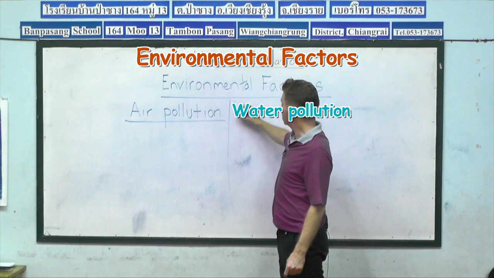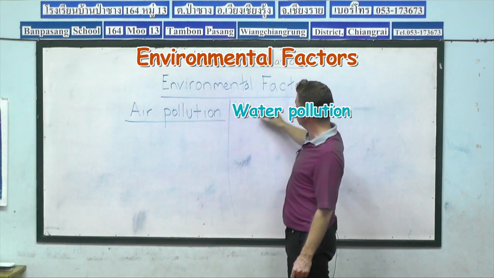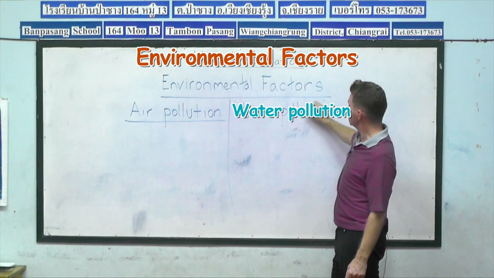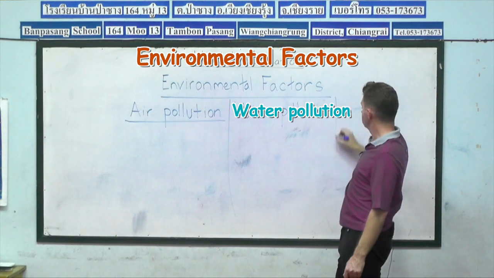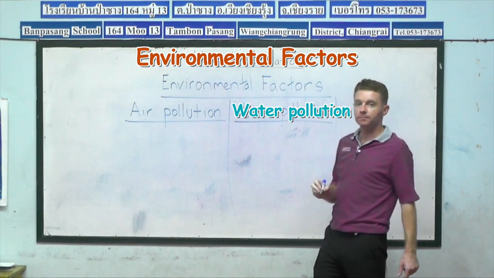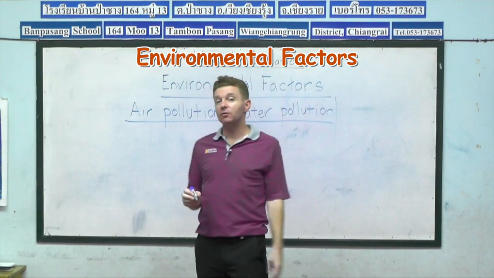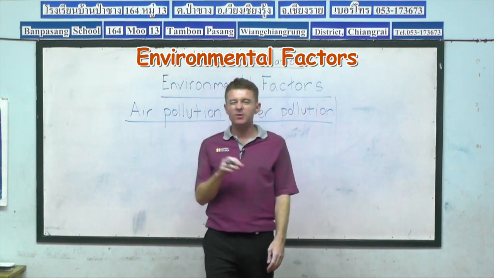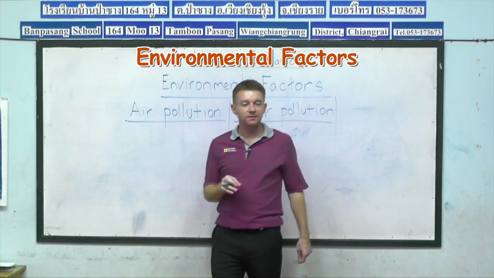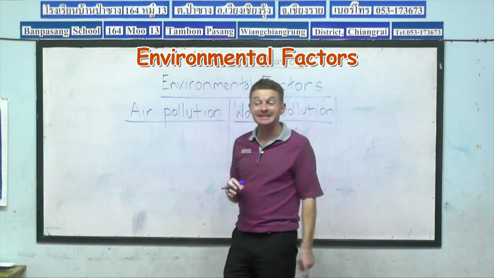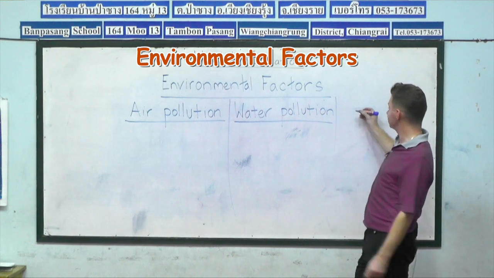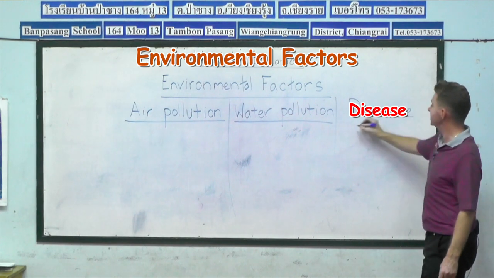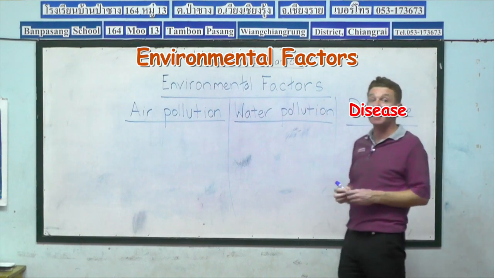So water is spelled W-A-T-E-R. And pollution again, P-O-L-L-U-T-I-O-N. Very good. So we've got the two types of pollution. And the third factor was something else that can make us unhealthy. Not quite pollution, it's more to do with insects and animals. If we get a bite off something, what might we get? Begins with D. Disease. Yes, we talked about disease too. D-I-S-E-A-S-E.